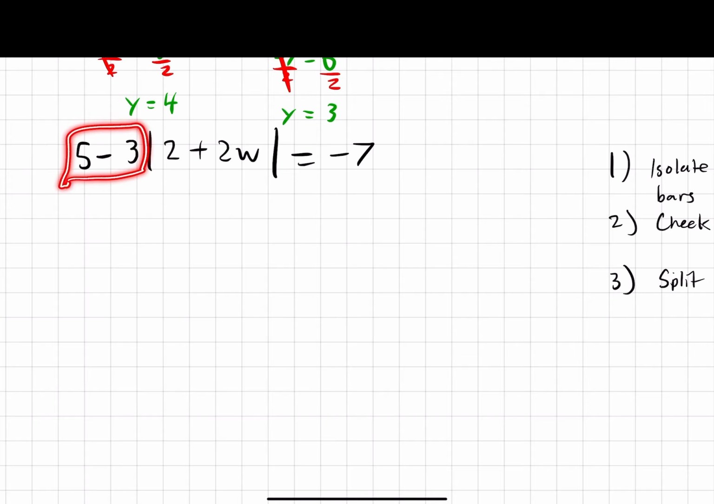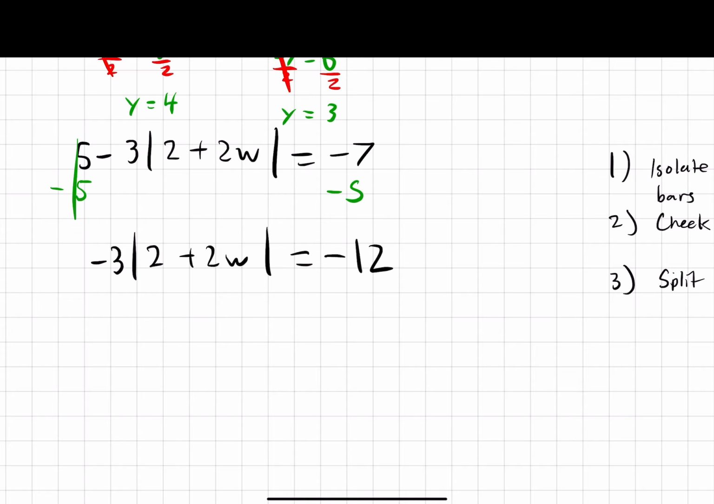You see the 5 and the minus 3, but this is a 5 minus 3 times all this stuff, which means this is technically 1 term. That means 5 and minus 3 times this whole thing are not like terms. We cannot subtract these. Instead, let's get rid of the 5. Do adding or subtracting first that we're able to. And we get -3 times the absolute value of 2 plus 2w equals -12.